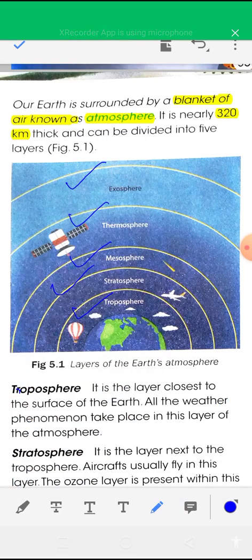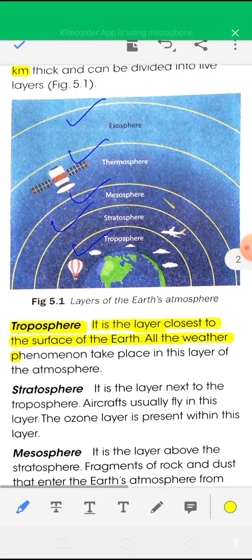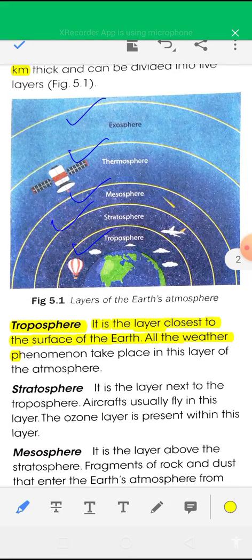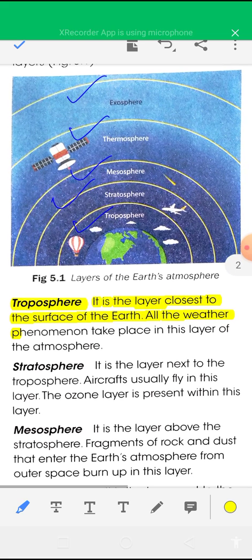Troposphere is the layer closest to the earth's surface, and all weather phenomena take place in this layer of the atmosphere. The second layer is stratosphere.